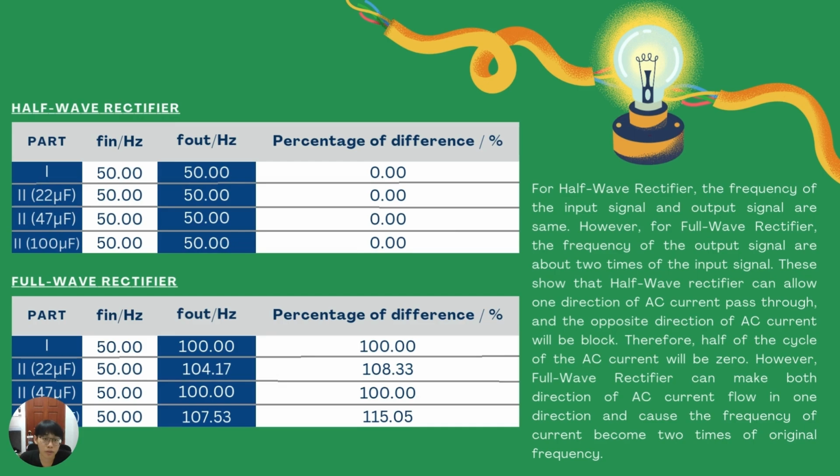From the table, we can see that for the half wave rectifier, we get 0% difference between the input and output. This is because the half wave rectifier just blocks the negative side. And for the full wave rectifier, the frequency doubles, because it reflects the negative signal from the input side to the positive side, so it gets a double waveform. Therefore, the frequency will be doubled.